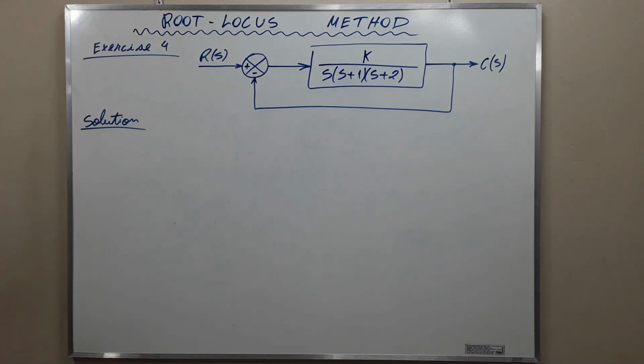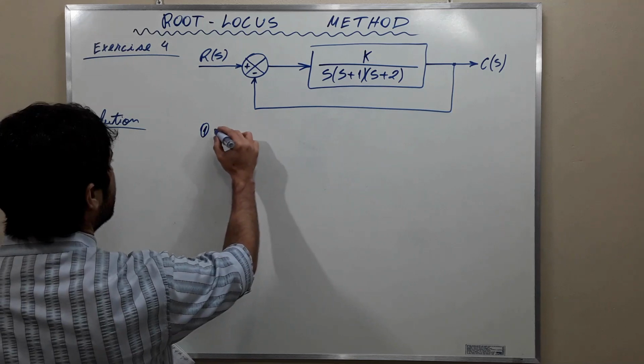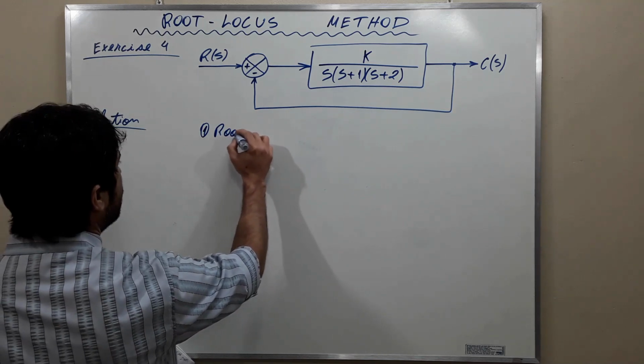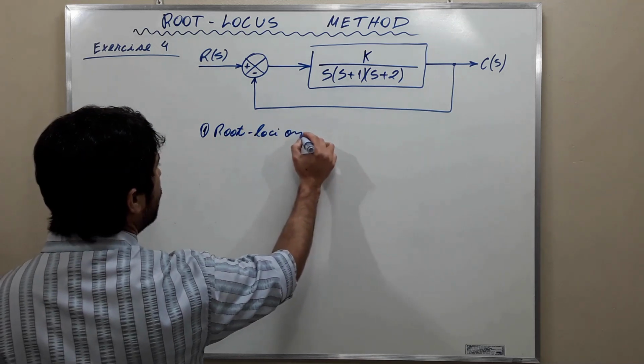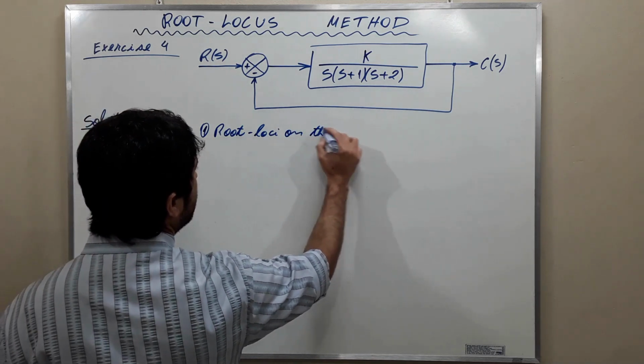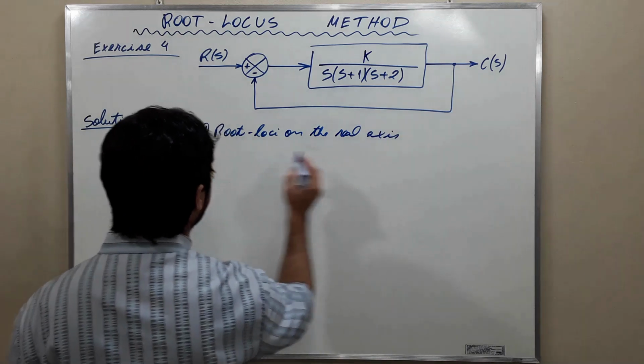Number 1, determine the root loci on the real axis. This is going to be number 1. Root loci on the real axis.